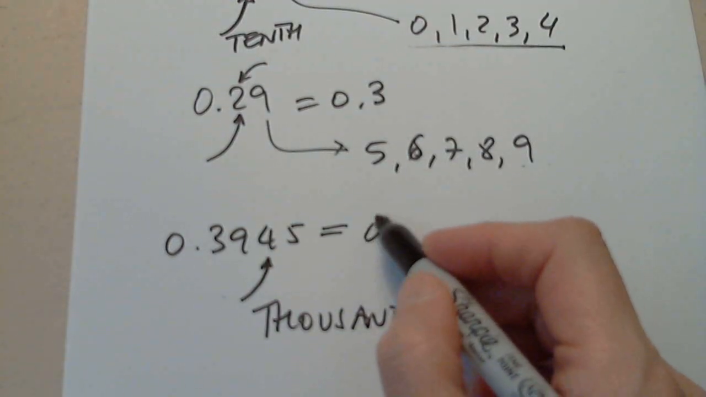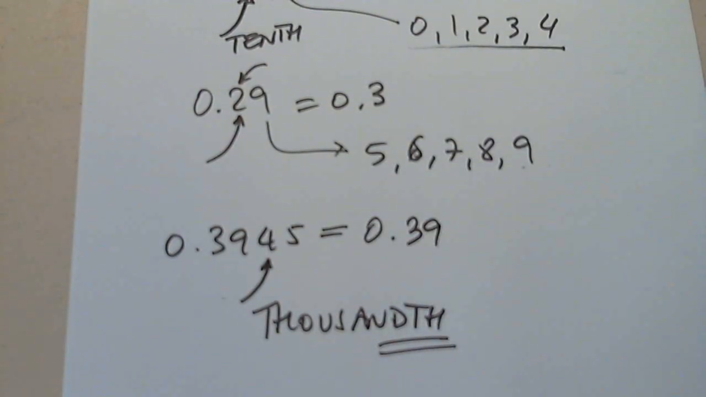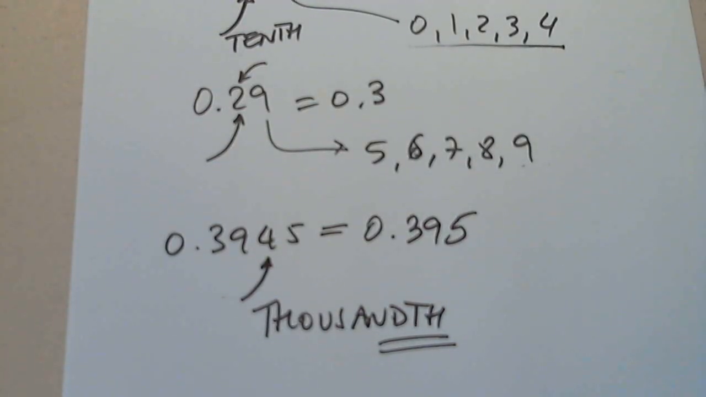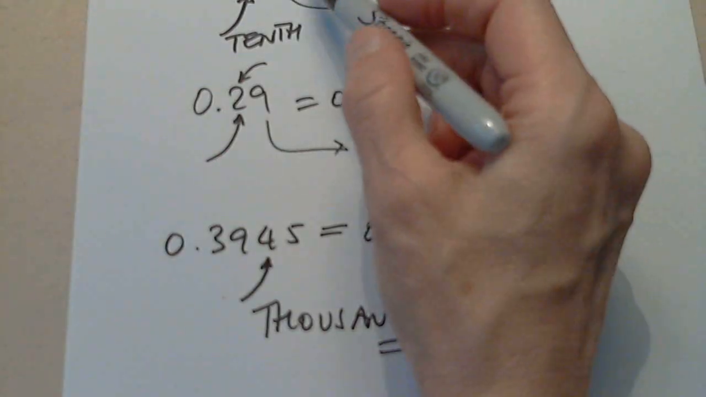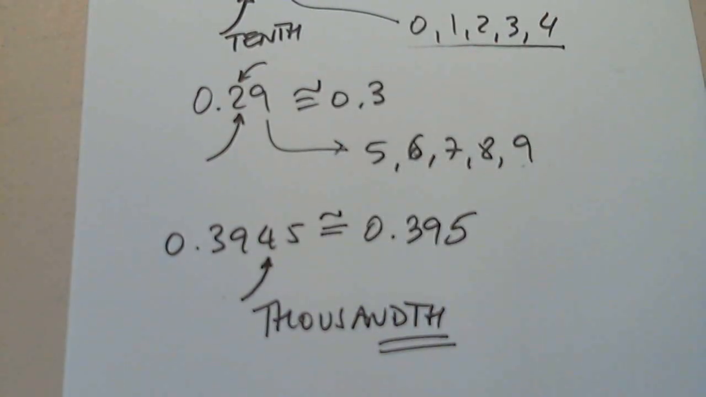Since it's 5 and higher, you round it up. Yes, indeed. It would be approximated. I should use this squiggly sign because this is not equal, it's approximate.